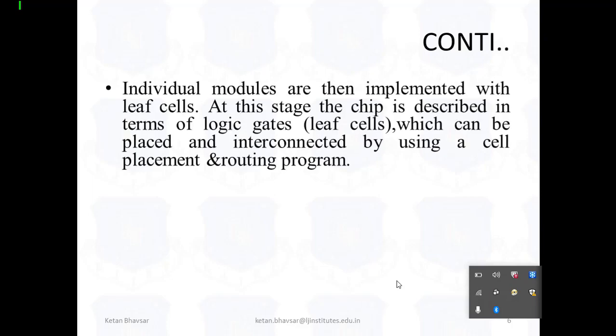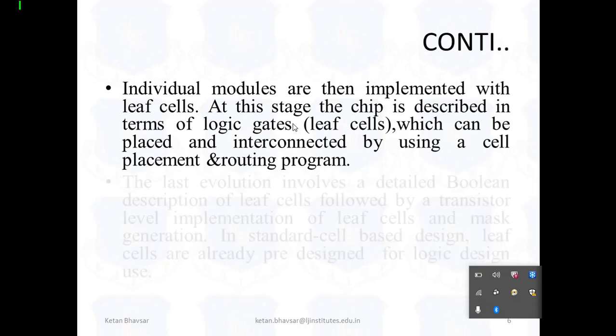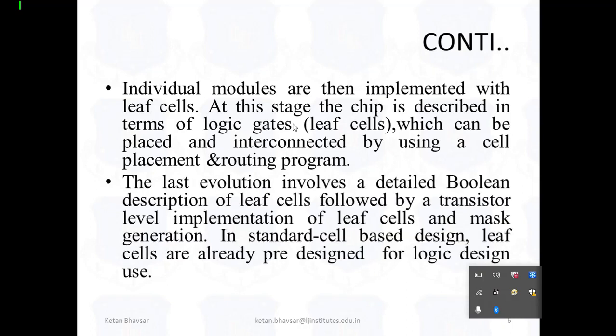Individual modules are then implemented with a leaf cell. A leaf cell is a cell in which a number of combinational logics are available. At this stage the chip is described in terms of logic gates. As I already told, there are a number of logic gates inside the leaf cell which can be placed and interconnected by using a cell placement and routing program.